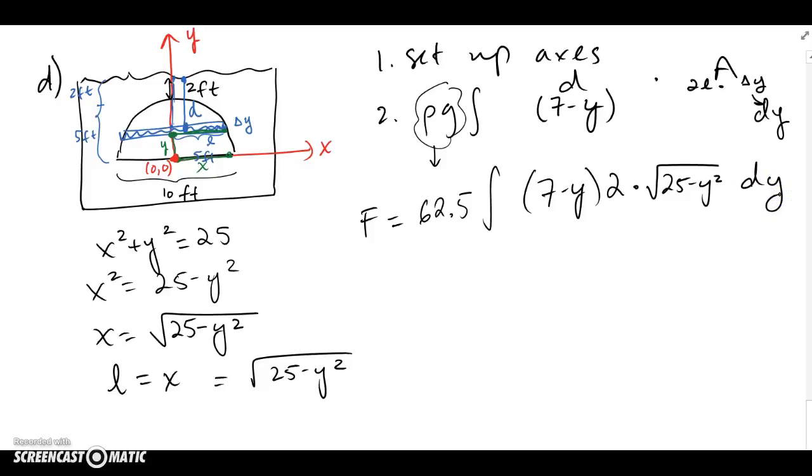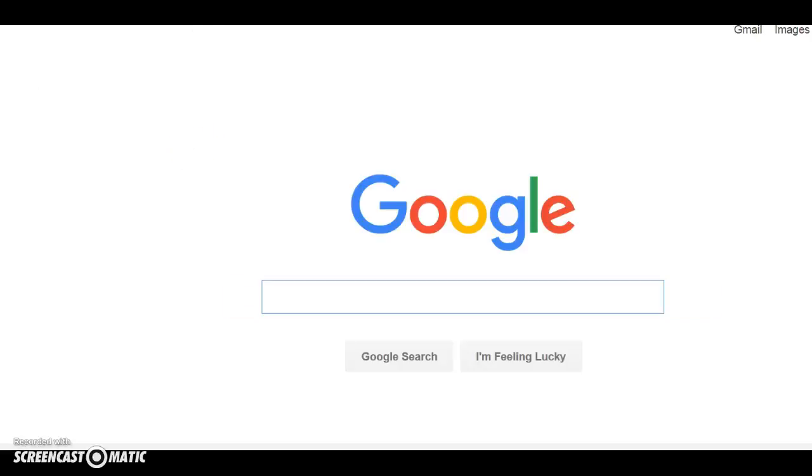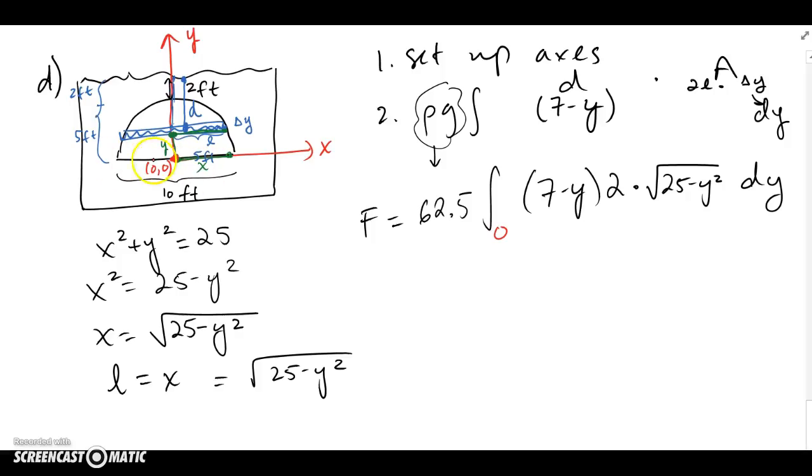The only other thing that remains is, where are my blue slices appearing based on my axis? So blue slices go all the way from the bottom to the top. The bottom is a y value of 0. And then I keep slicing the blue pieces from 0 to the very top. Here is where my shape ends, and that's the top, which is 5 feet, because the radius was 5 feet. So my limits of integration go from 0 to 5 in this case.